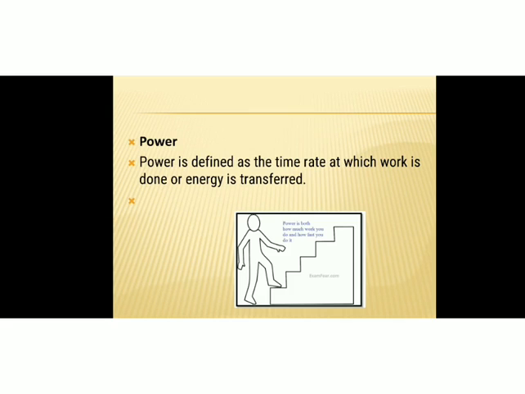And what is power? You had already studied about power in your class 9 physics. Power is defined as the time rate at which work is done or energy is transferred. That means the rate of doing work, that is power. Power P is equal to work divided by time. So power is both how much work you do and how fast you do it.